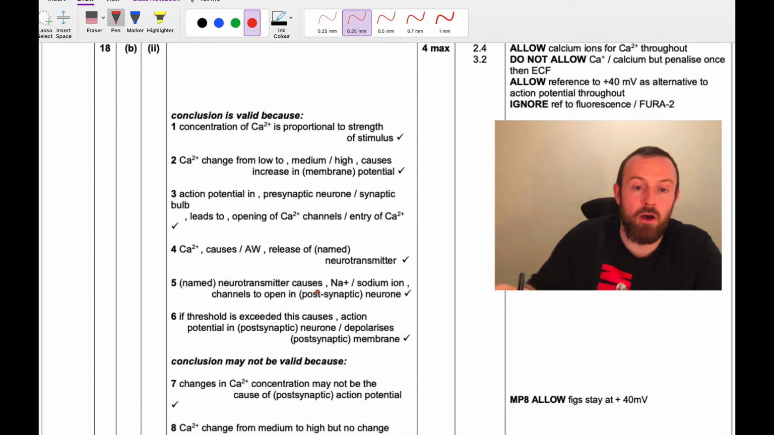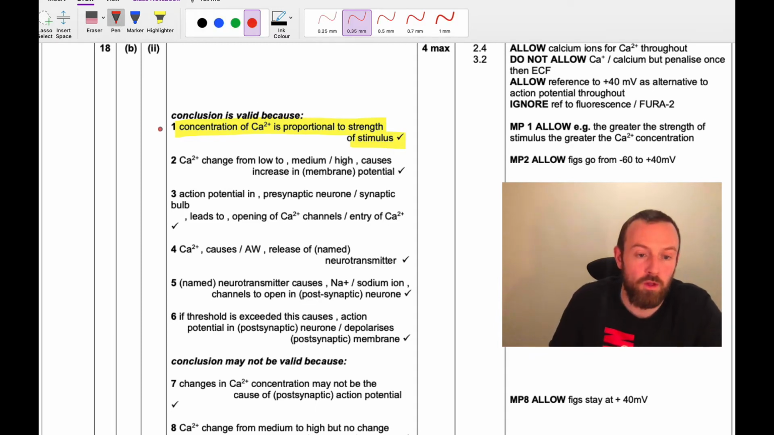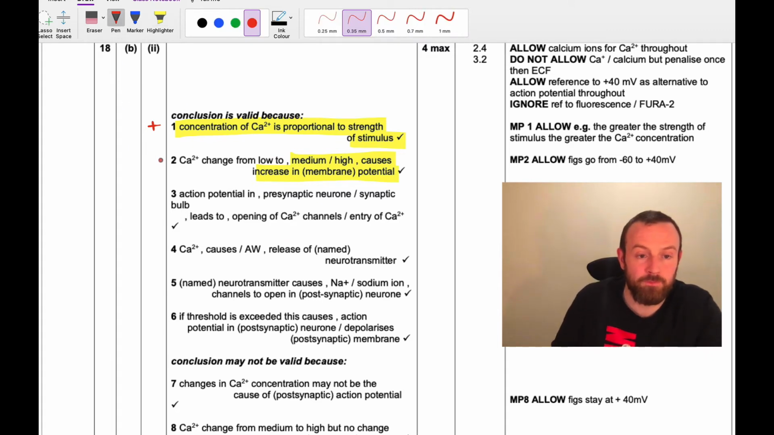So we talked about this factor. The fact that the concentration of calcium is proportional to the strength of stimulus. That is a mark point for the conclusion. Here, we also talked about medium and high causing an action potential. And then that's sort of describing the conclusion.